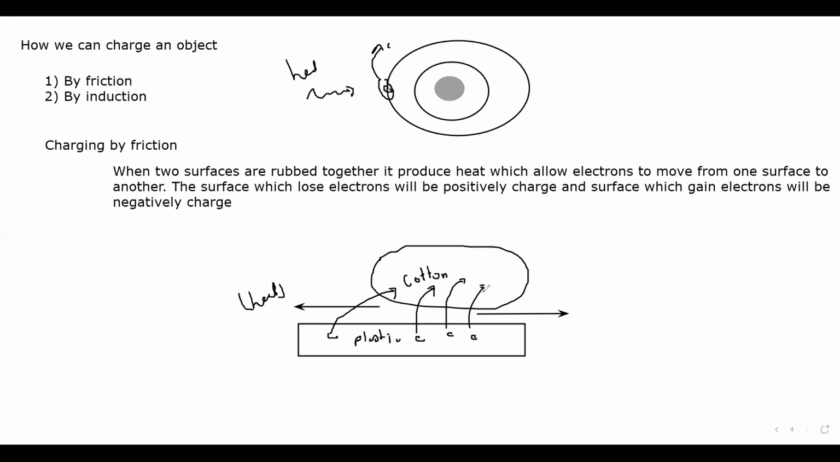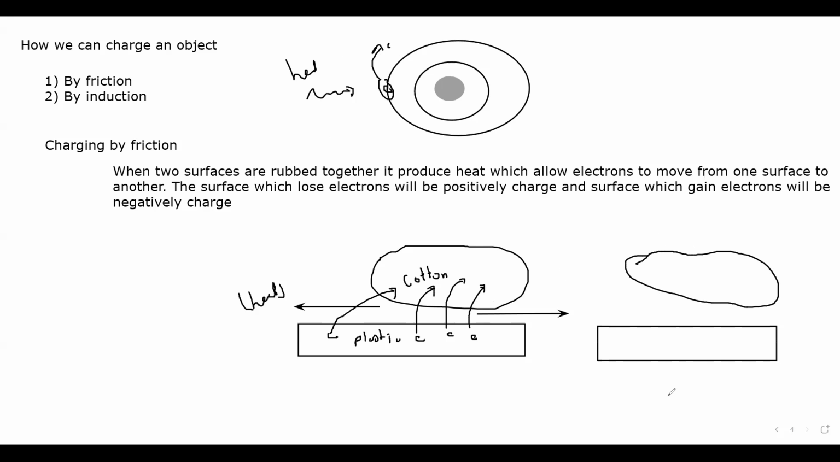So after rubbing them together, what will be the charge on the plastic? The net charge. As there is a loss of electrons, what will be the net charge? The net charge will be positive due to the loss of electrons.